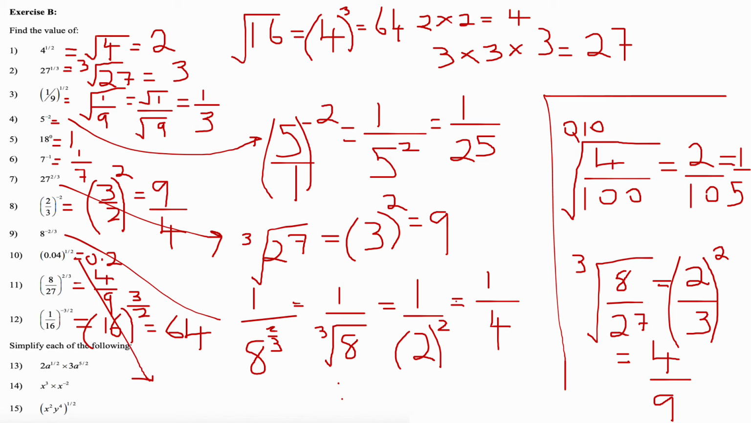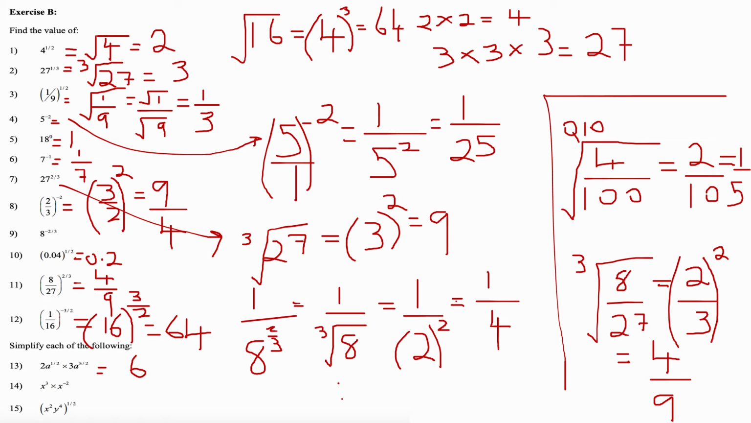Okay, let's just delete some of these arrows here so we've got a bit more space just to answer these last few questions. Okay, question number 13, simplify each of the following. So it's looking at the laws of indices. 2a to the half times 3a to the 5/2. Well, I do 2 times 3, which is 6.